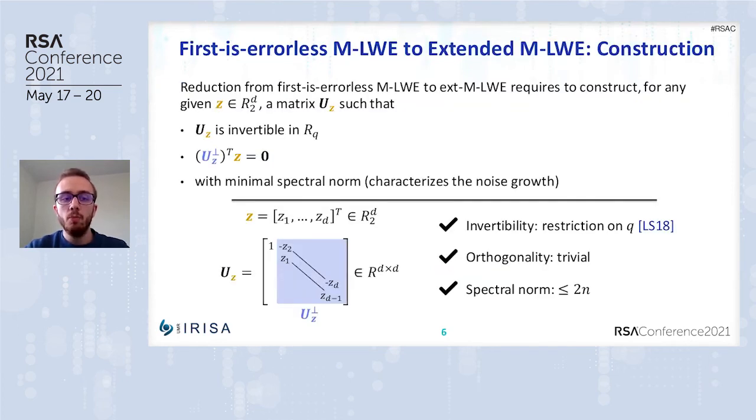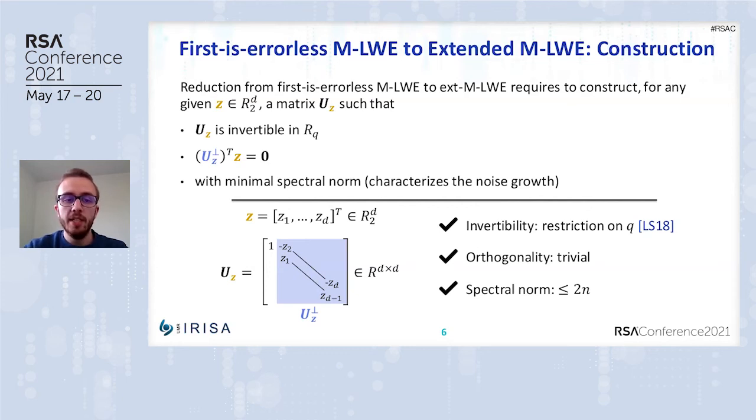In this step, we need to explicitly construct a matrix over the ring. For each binary vector Z, we must construct a matrix U that is invertible mod Q, and such that all of its columns, except for the first one, are orthogonal to the vector Z. We also need to minimize its spectral norm because it is what influences the noise growth of the reduction, so we want to keep it as small as possible.